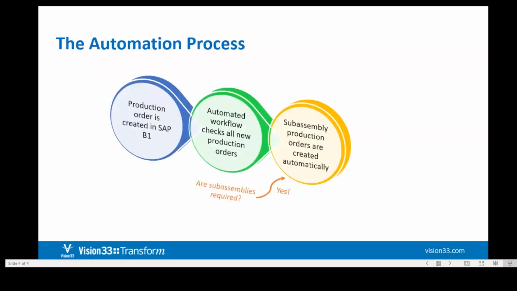What's the process? Well, first off, as you create a production order in SAP Business One, in the background, an automated Saltbox workflow checks all new production orders, and it asks the question, are subassemblies required? And if the answer is yes, then subassembly production orders are created automatically.